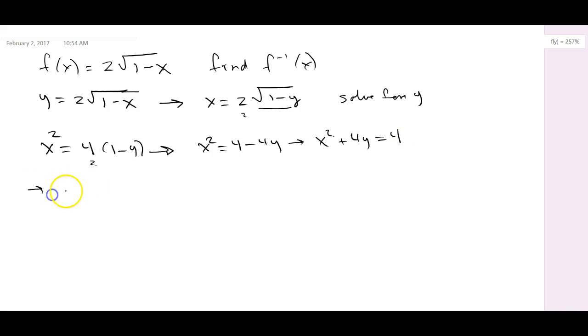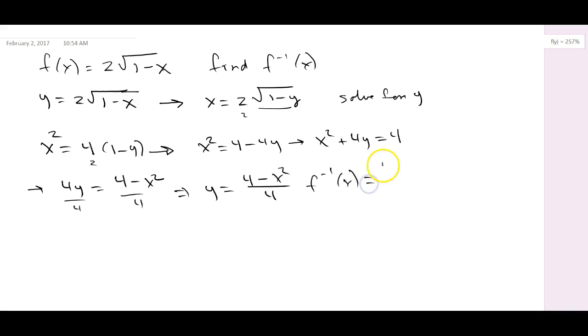From here, I can see that 4y is equal to 4 minus x squared. And now I simply divide both sides by 4. And that's your inverse. So y is equal to (4 minus x squared) over 4. And typically we write it this way. f inverse of x is equal to (4 minus x squared) all over 4.